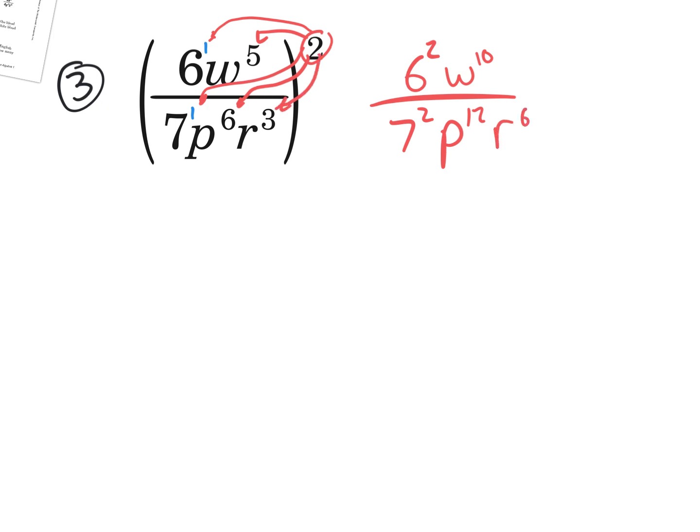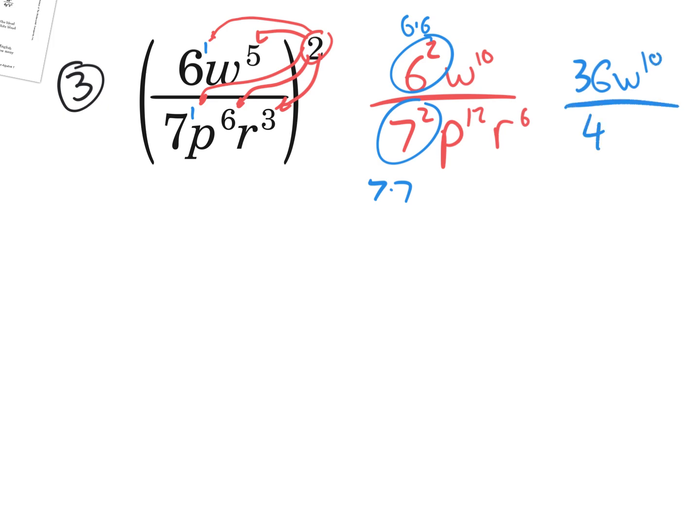That's your answer, but the only other thing that you could do is actually simplify 6 squared, which is 6 times 6, and simplify 7 squared, which is 7 times 7, to give you your final answer, 36 W to the 10th over 49 P to the 12th, R to the 6th. So that's your final answer there.